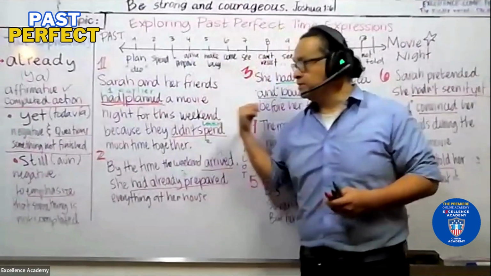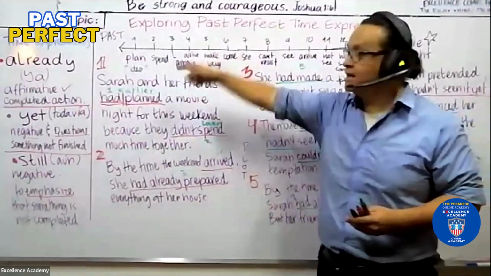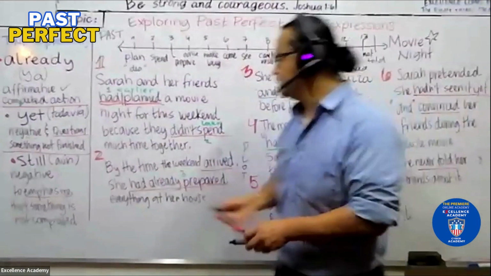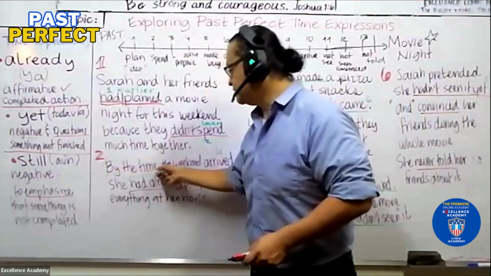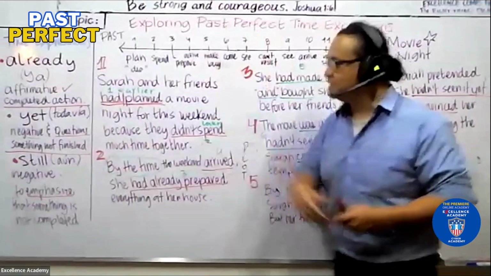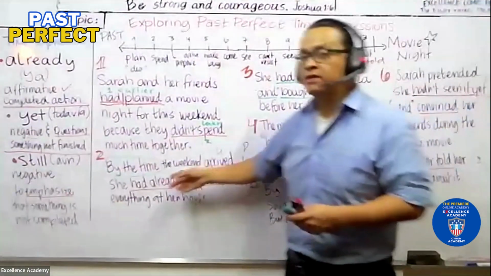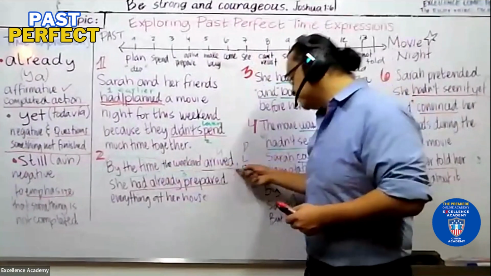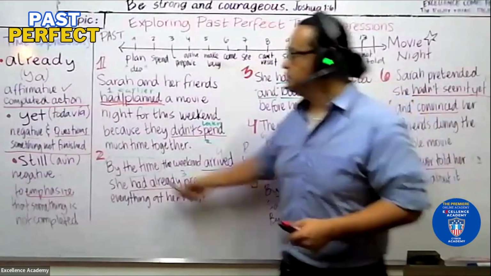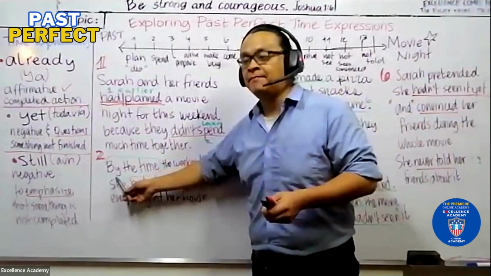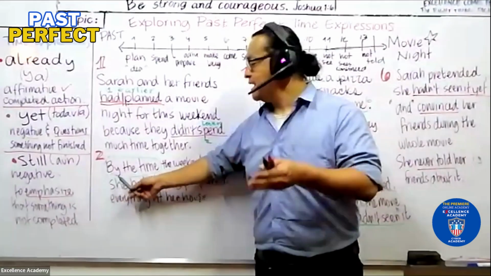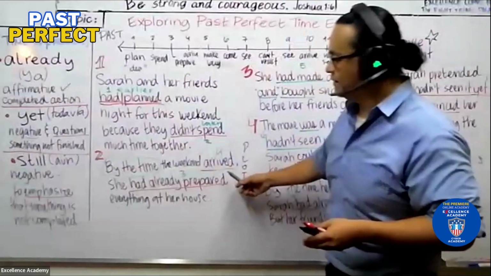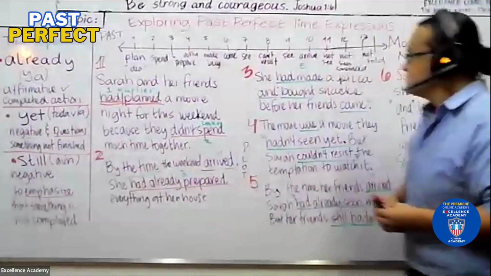So now we're going to go to the syntax of those time expressions, and we'll also take a look at the other time expression, by the time. By the time is a common time expression or time phrase that we use a lot with past perfect. So, by the time the weekend arrived. You could say that at the moment, right? At the time, or at that moment that the weekend arrived. So by the time, that's what it means here.